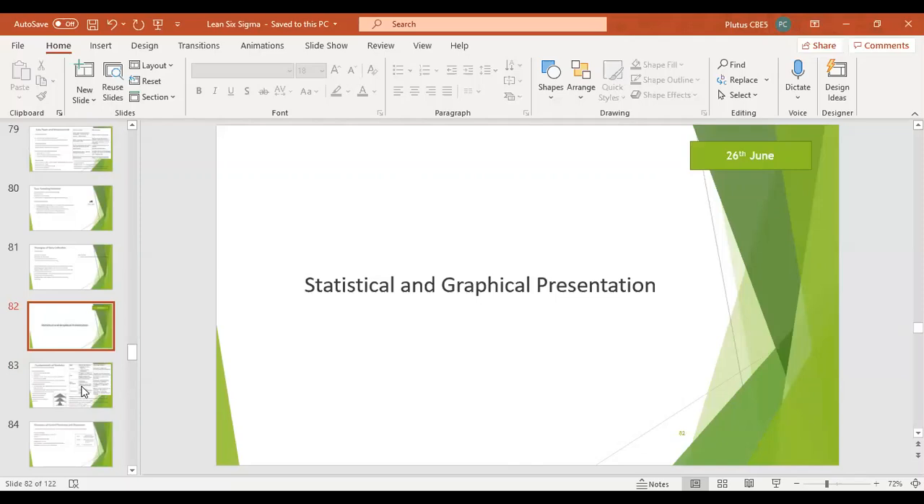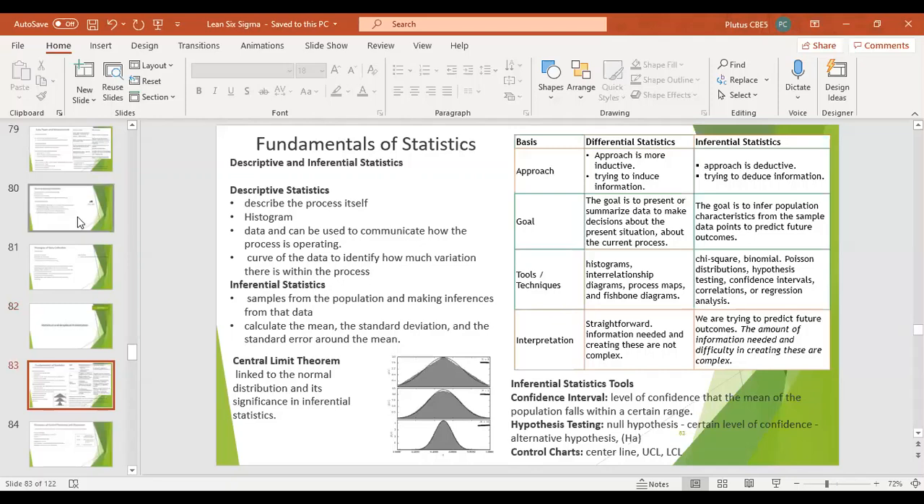So any doubt, you just note it down and then ask me. We will discuss the fundamentals of statistics. There are two basic types of statistics. One is descriptive statistics, the other one is inferential statistics. Descriptive is nothing but what is available there. Based on the data, you are going to present your detail. That is called descriptive. Based on the data, you are taking some inferences. That is called your inferential statistics.